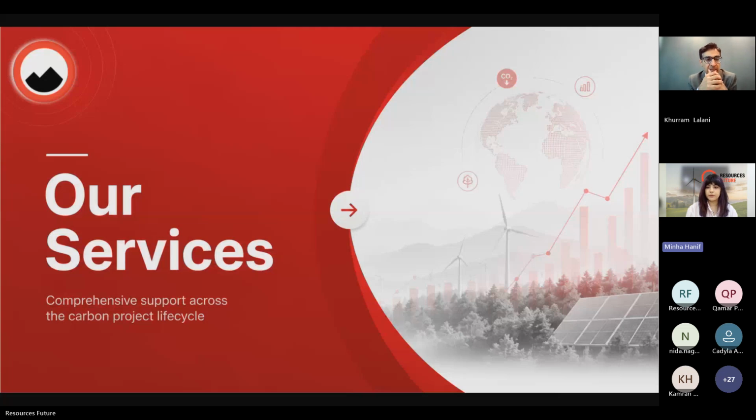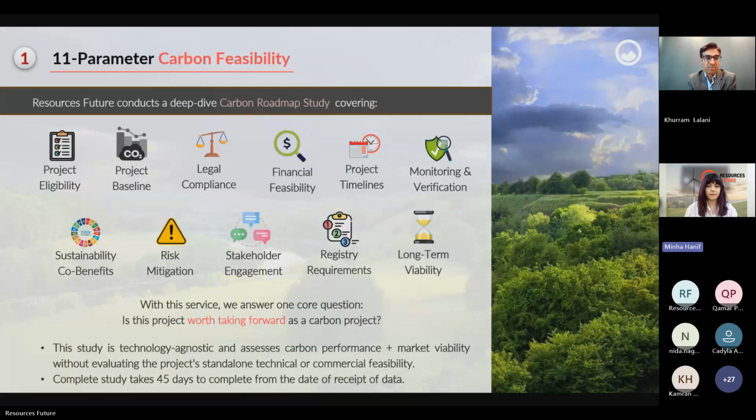So, while we take more questions, I thought I'd walk you through our services. RF has three basic products when it comes to carbon markets. The first one is our 11 parameter carbon feasibility. This is like a very rapid diagnostic test that we offer our clients.